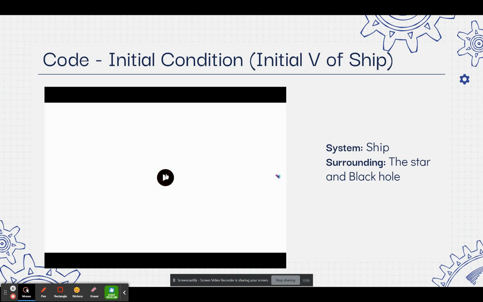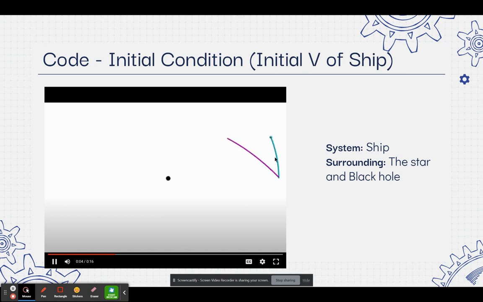Now, in the second part, we find the initial velocity of the ship, where the system is the ship, and the surroundings are the star and the black hole. The black hole's in the middle, and the star is the cyan star that's orbiting. As you can see, the ship is not crashing into anyone.